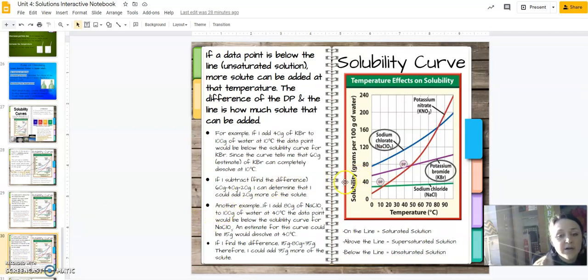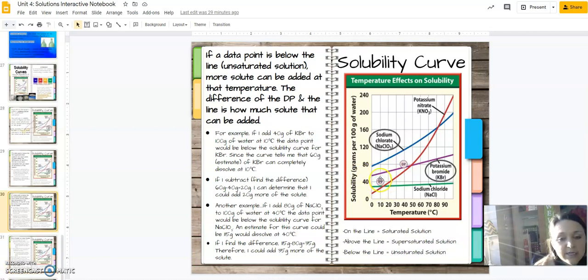Now, let's say it's not above, but it's under. So let's say I'm going to add 40 grams of KBr at 10 degrees Celsius. I'm still looking at KBr, the purple line, and my data point is right here. So my point right here is 40 grams at 10 degrees, and my line is right here. So I could dissolve up to 60, and I've only got 40.